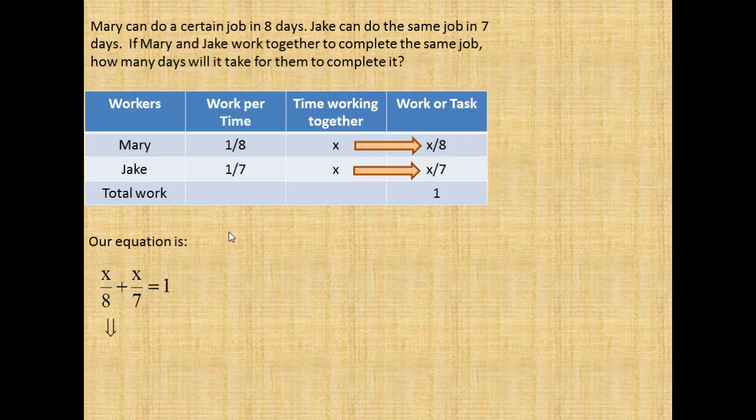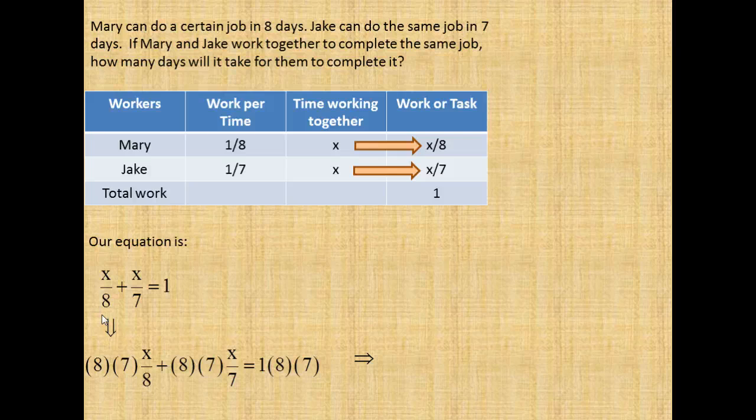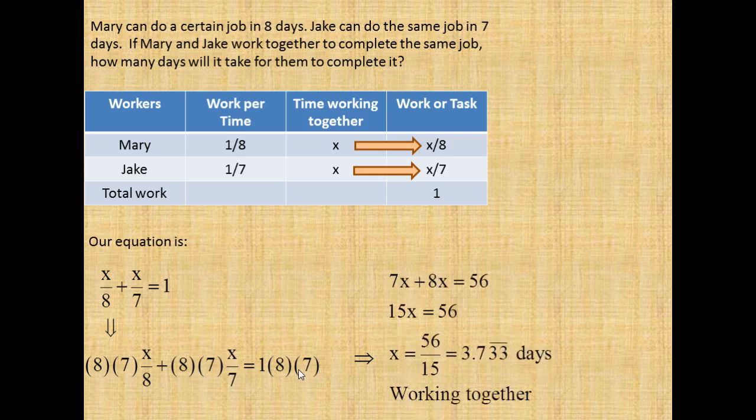Then we multiply by the x, the time they work together, and we get our equation. x over 8 plus x over 7 equals 1. Okay, and then to clear out the fractions and get our x's on one side and our constants on the other, we multiply through by 7 times 8, or 8 times 7. The 8's cancel here and the 7 cancels here. 7 times 8 is 56. And so we get 7x plus 8x equals 56. 15x equals 56. And 56 divided by 15 is 3.7333 days.